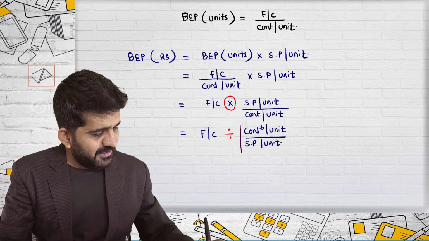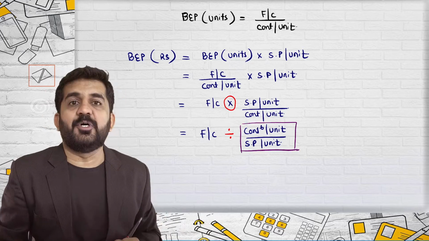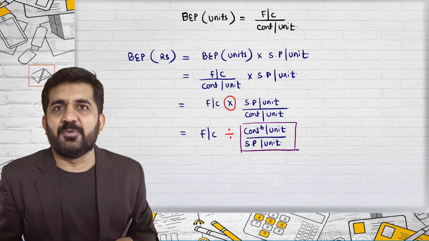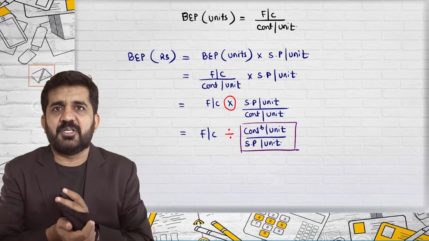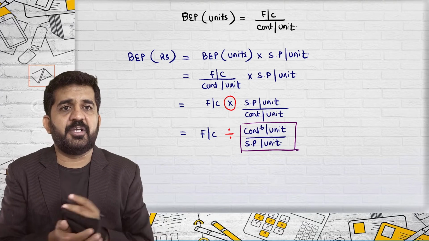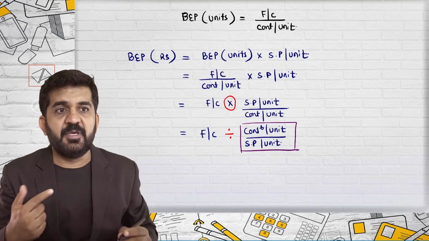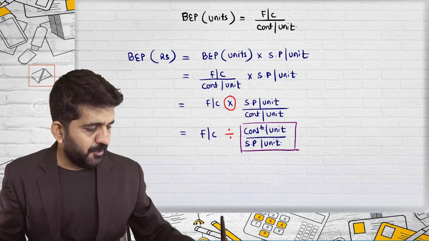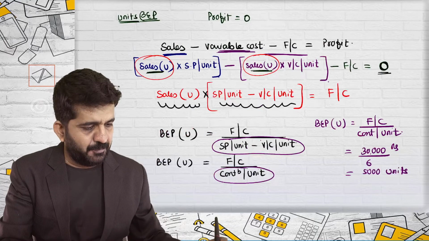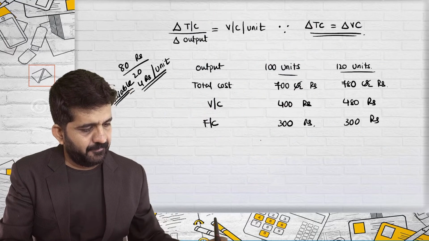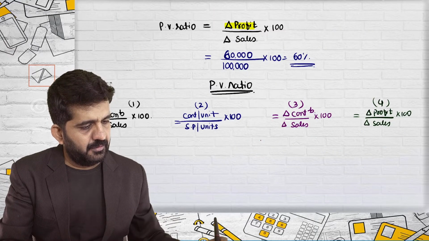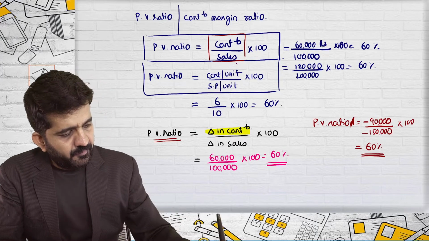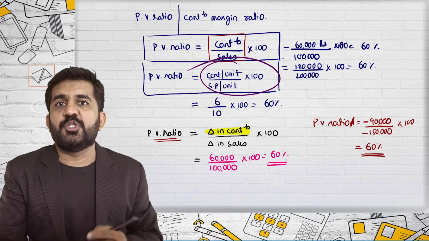What is this? Contribution per unit divided by selling price per unit multiplied by 100. We don't consider multiplied by 100. What is contribution per unit divided by selling price per unit? PV ratio. Contribution per unit divided by selling price per unit. Is it PV ratio? Yes.